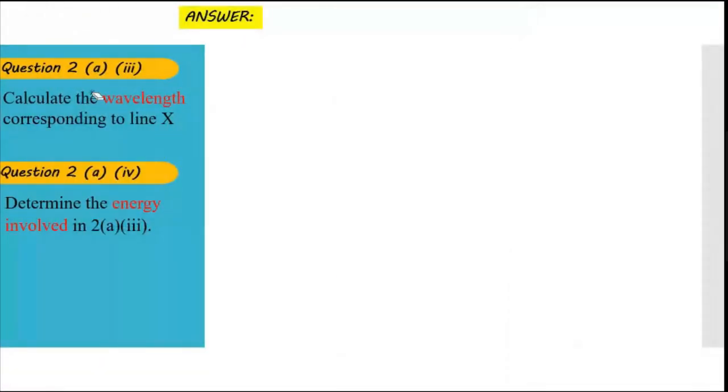Part 3, calculate the wavelength corresponding to line X. So just now, line X was formed due to the transition of an electron from n equal to 4 to n equal to 2. To calculate wavelength, there are only 6 formulas that you learn for calculation in atomic structure. The one with wavelength is Rydberg's equation: 1 over lambda equals RH times (1 over n1 square minus 1 over n2 square), because you know the n1 and n2.